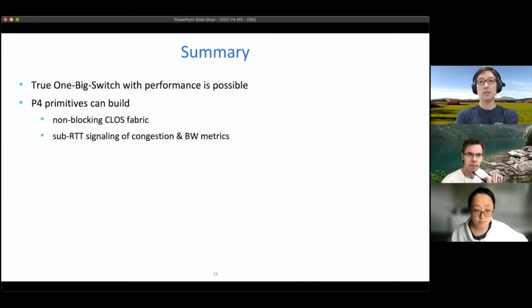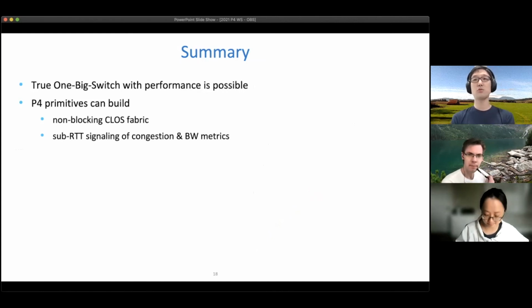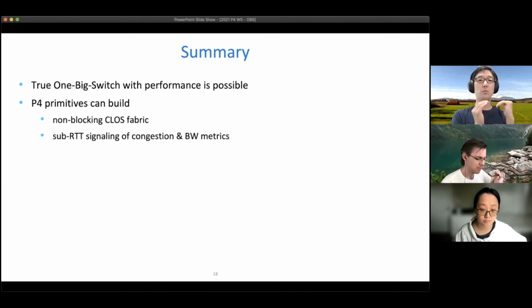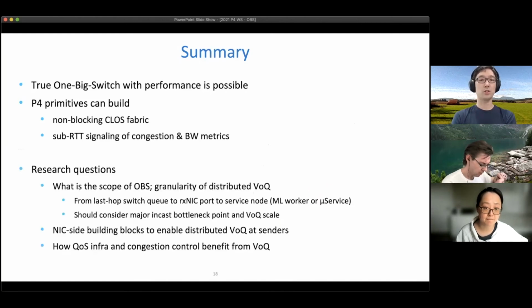All right, this is the last slide. This talk is about one big switch abstraction. The community has been looking at it for a long time, and we are saying that the one big switch abstraction with performance guarantee is possible thanks to the recent P4 programmability and primitives. And we nailed it down to non-blocking Clos fabric plus SubRTT signaling to realize such a BOQ abstraction.